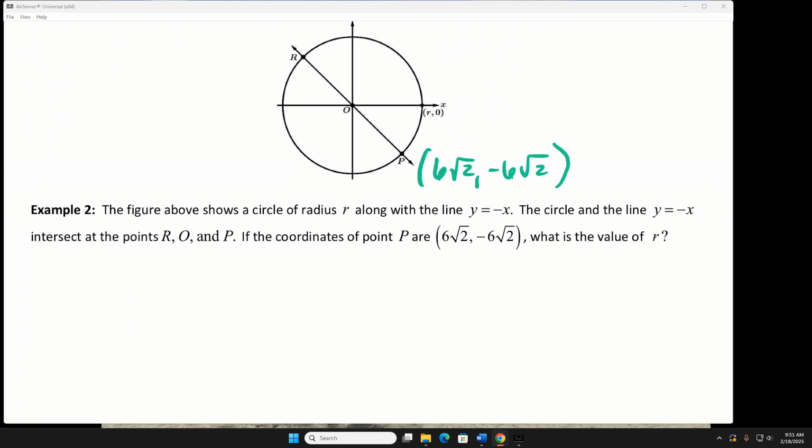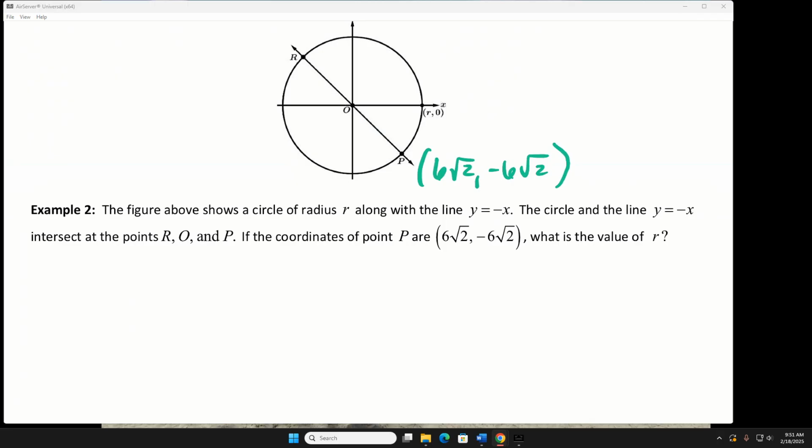Now we don't need it for this problem, but what would you say that angle would be from here to here, in radians? It's a pi over 4 angle. Which one? 7 pi over 4. Good. We don't need that right now, but I'm just trying to get you ready for the next thing. Okay, so we know x and y, and we want to find r.